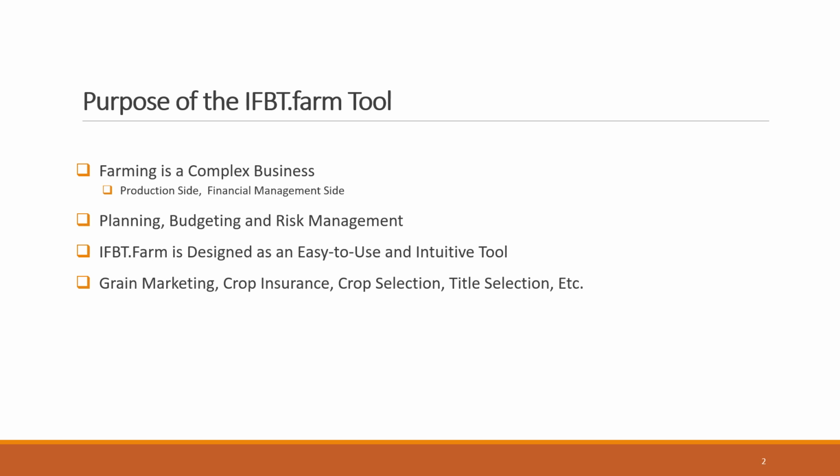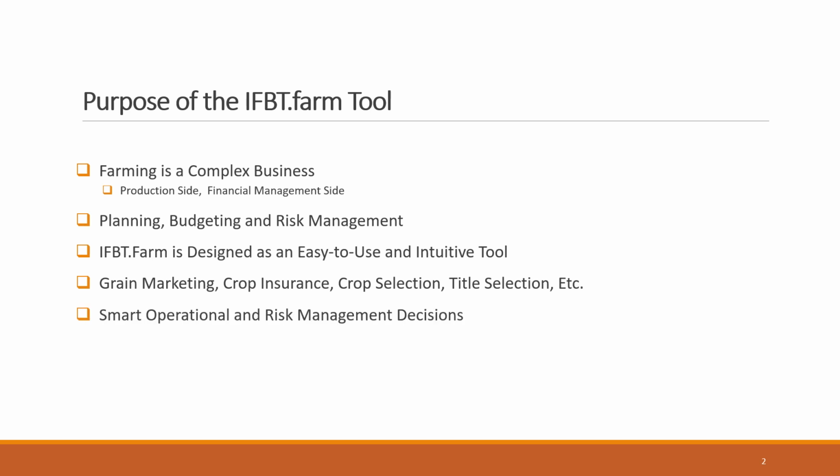From grain marketing to crop insurance, crop selection, title selection, these all have a tremendously critical impact on ultimate outcomes and profitability for the farm, for the crop year, and understanding how these various levers impact the picture of risk, range of potential outcomes is really very important and a critical feature of what we're providing by virtue of this tool.